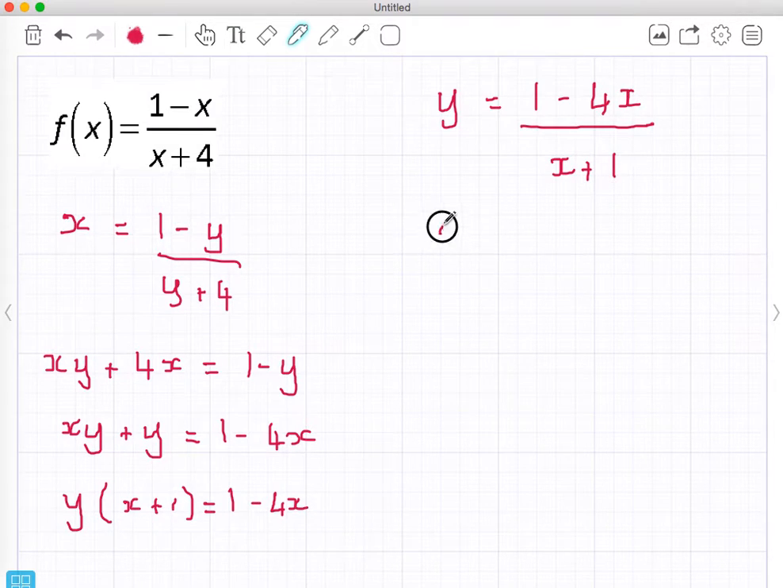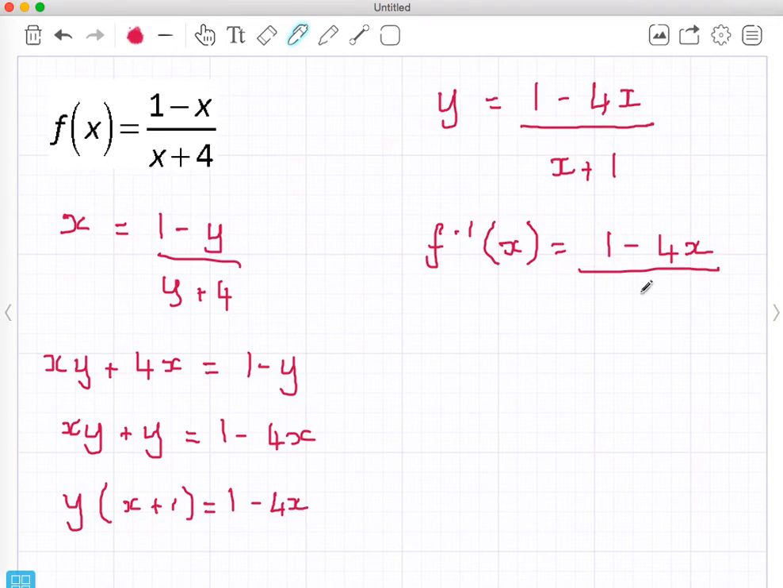That's an x there. So finally, I put that into my function, f to the minus 1 of x equals 1 minus 4x all divided by x plus 1.